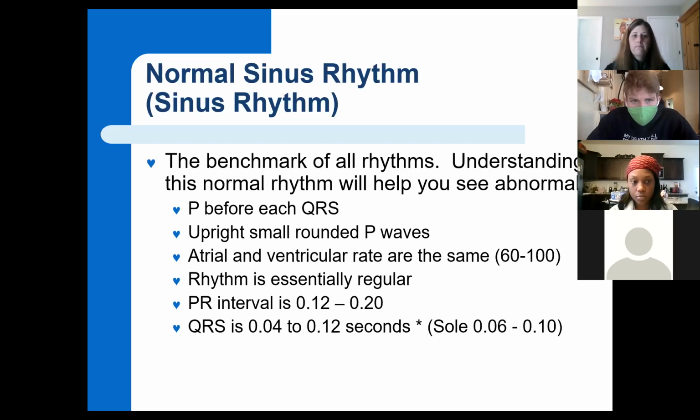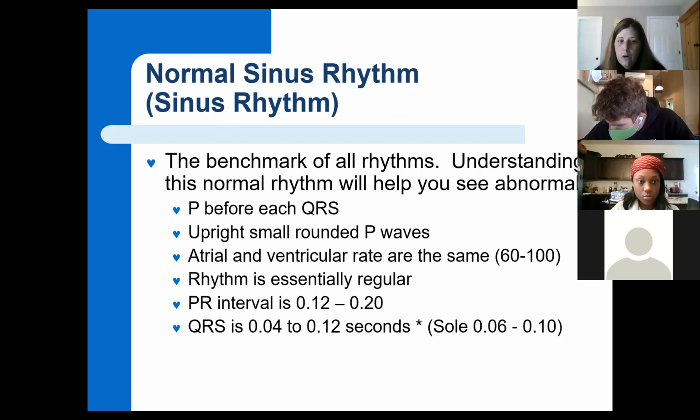All right. So, normal sinus rhythm, or referred to sometimes as sinus rhythm. I'm not going to read the slide to you here, but you need to, again, know those measurements, what your PR interval is, what your QRS is, and you should be able to say, I have 1 P for 1 QRS.